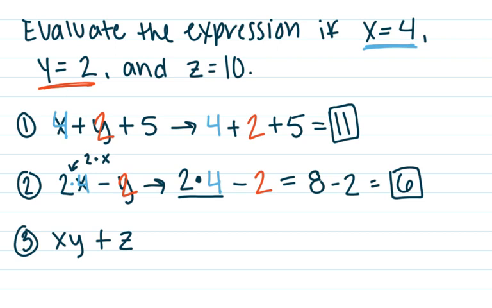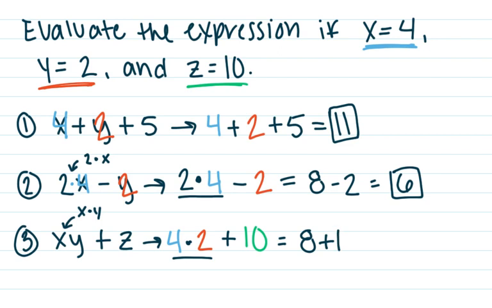Our last one here is xy plus z. Again, just as a reminder, this xy is x times y. So let's plug all these numbers in. X is a 4 times y is a 2 plus z. This is a new one we haven't used yet. We'll use green for z. Z is 10. So again, order of operations says that I have to multiply first. So that's going to be 8 plus 10. And 8 plus 10 is 18. So the value of that expression is going to be 18 for these numbers.